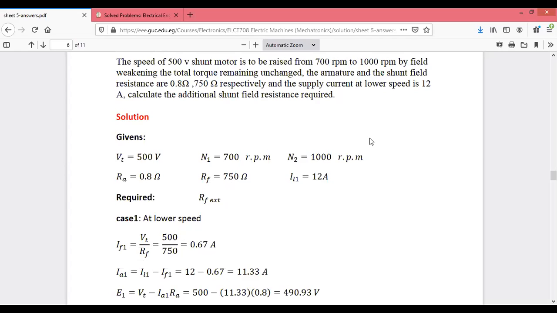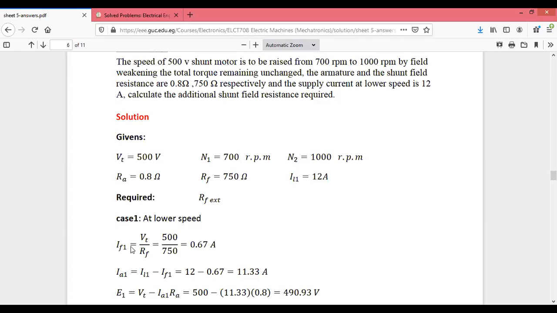So the current they are talking about will be at lower speed. You can consider armature current plus field current equal to that current. If you write it here, you will get Ia1 plus If1 equal to IL1. You can rearrange that equation: If1 on the right side, which was positive here, becomes negative. IL1 they have given as 12, so you can take it as it is.